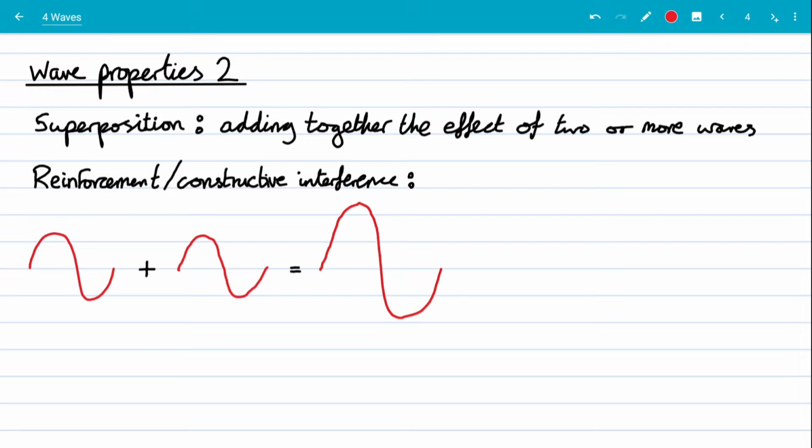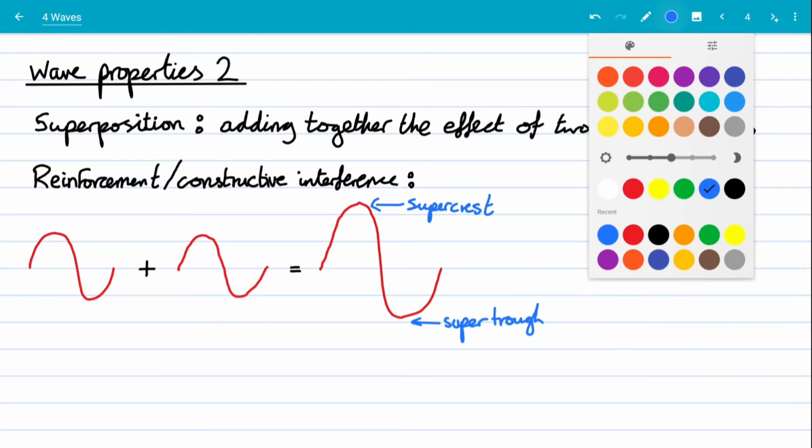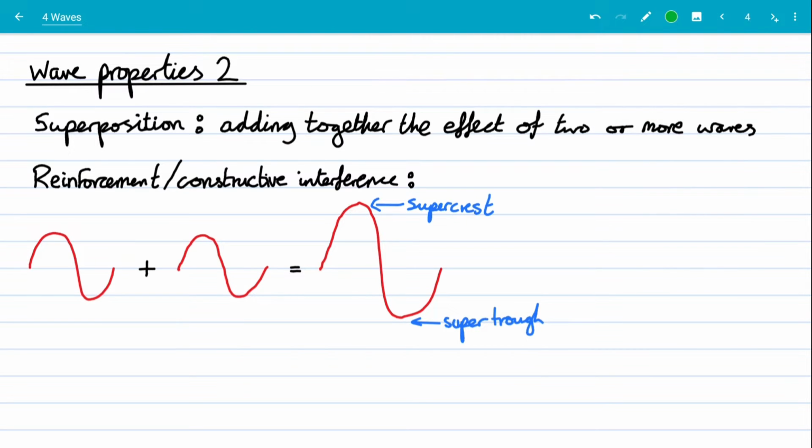And sometimes you'll hear weird terms like supercrest and supertrough for the superposition. I'm not a fan of those terms, but I'll write them in here anyway. Supercrest and supertrough. And so all we are doing is adding together the displacements at each instant in time. And I'm going to make a note of that.